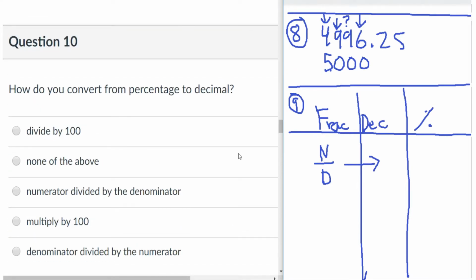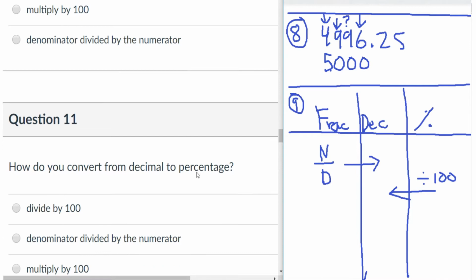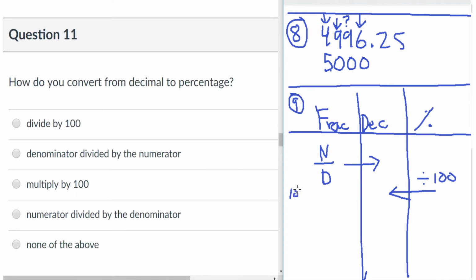Number 10. How do you convert from percentages to decimal? Percentage to decimal, going back this way, we'll need to divide by 100. And for number 11, how do you convert from decimal to percentage? We're going this way, so we'll need to multiply by 100.